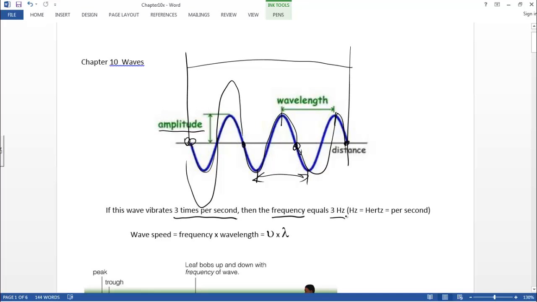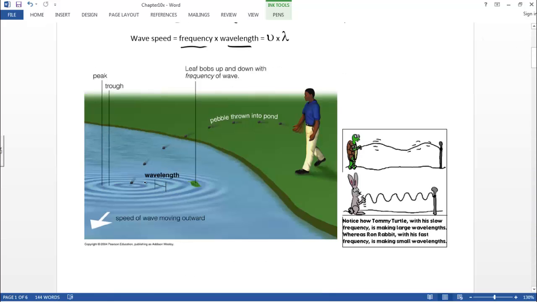And you may have heard of megahertz. That's on the radio dial, AM and FM dial. And that's the same type of hertz. So radio waves, there you go, radio waves, they have frequency and wavelength and amplitude. The speed of the wave can be calculated if you know both the frequency and the wavelength. You simply multiply them together.